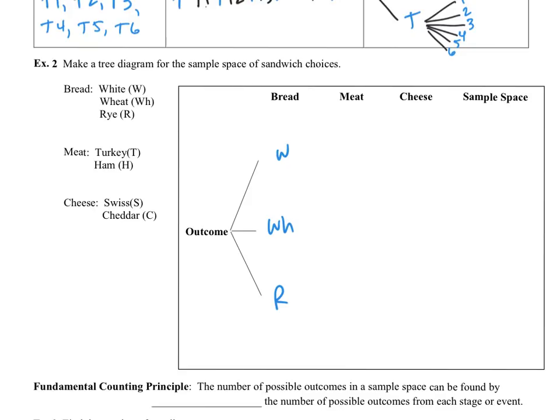Okay, after that choice, then we need to make a meat choice. Now there's 2 possible outcomes for meat choice. We could either choose turkey or ham. So since there are 2 possible outcomes, I'm going to draw 2 branches coming out of each bread choice. Okay, and at each end of that we'll put either turkey or ham. Turkey or ham, turkey or ham. Then after we've made a bread choice and a meat choice, then we have 2 cheese choices. So out of each of those meat choices, I'm going to draw 2 branches.